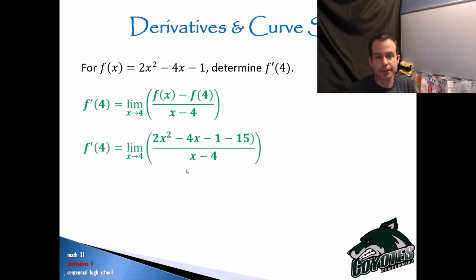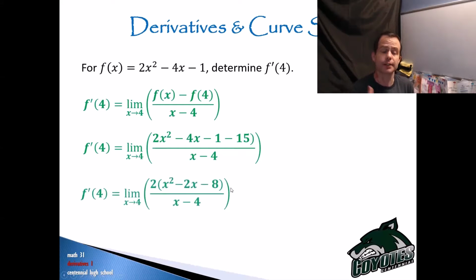Now, we're just going to clean this up. I've got 2x squared minus 4x minus 16 all over x minus 4. I want to take the limit, but I can't do direct substitution right now. I can't do direct substitution because x minus 4 is on the bottom, and that creates a non-permissible value. I can't plug in 4. So now I'm going to try and simplify this so that I can try substitution into the simplified version, just like I've always been doing.